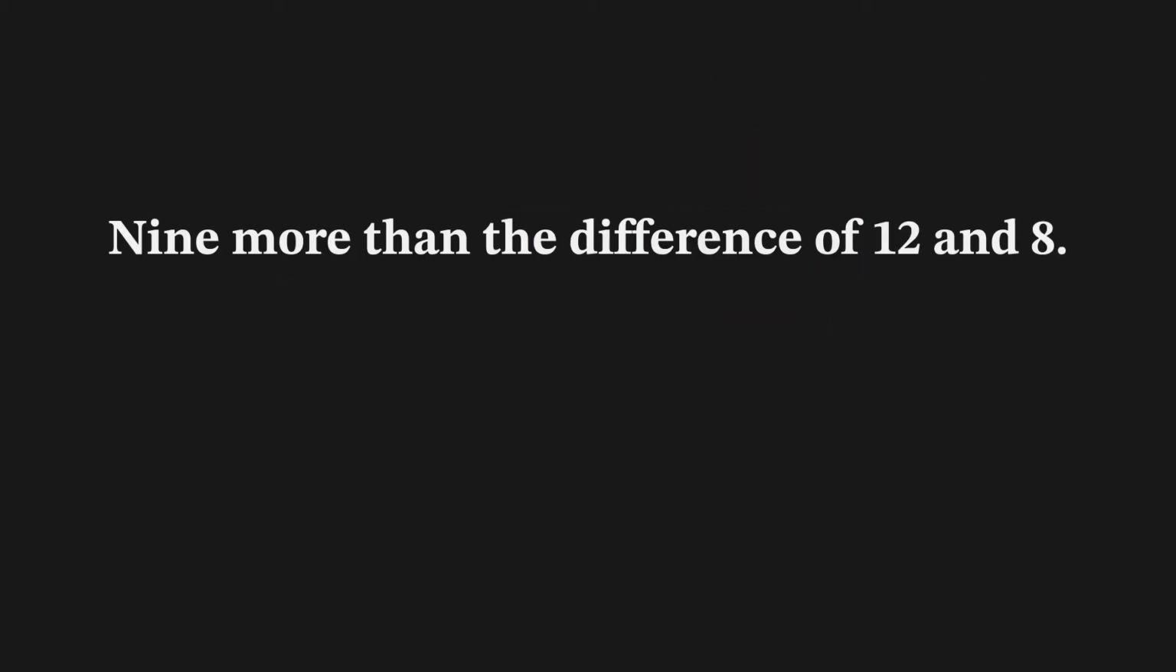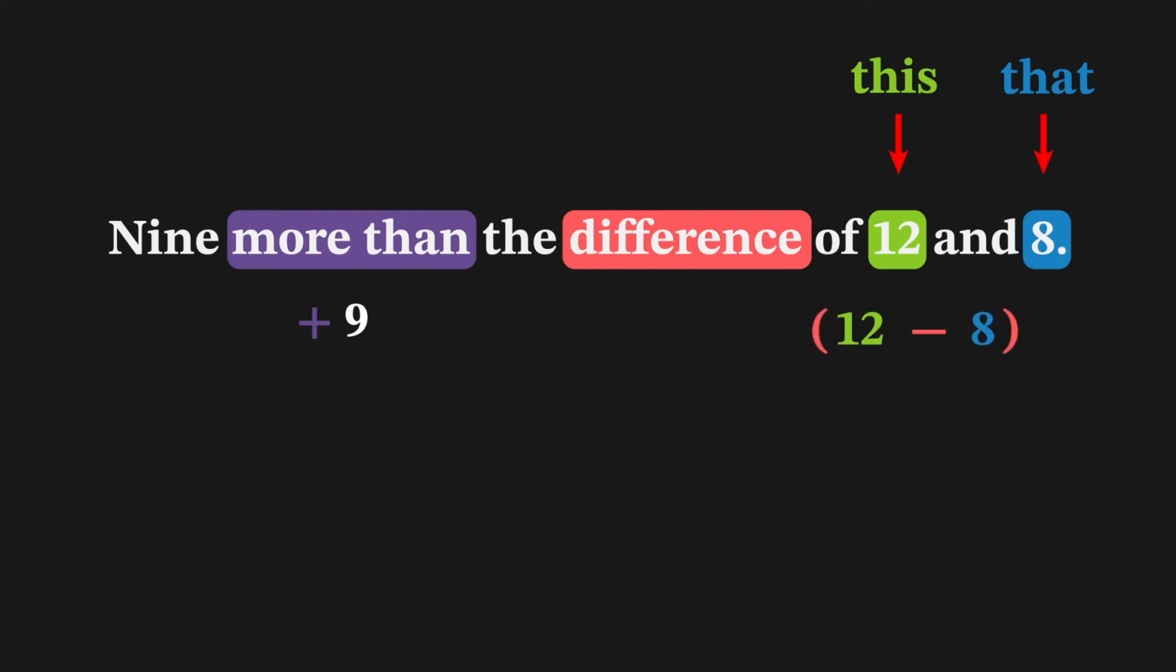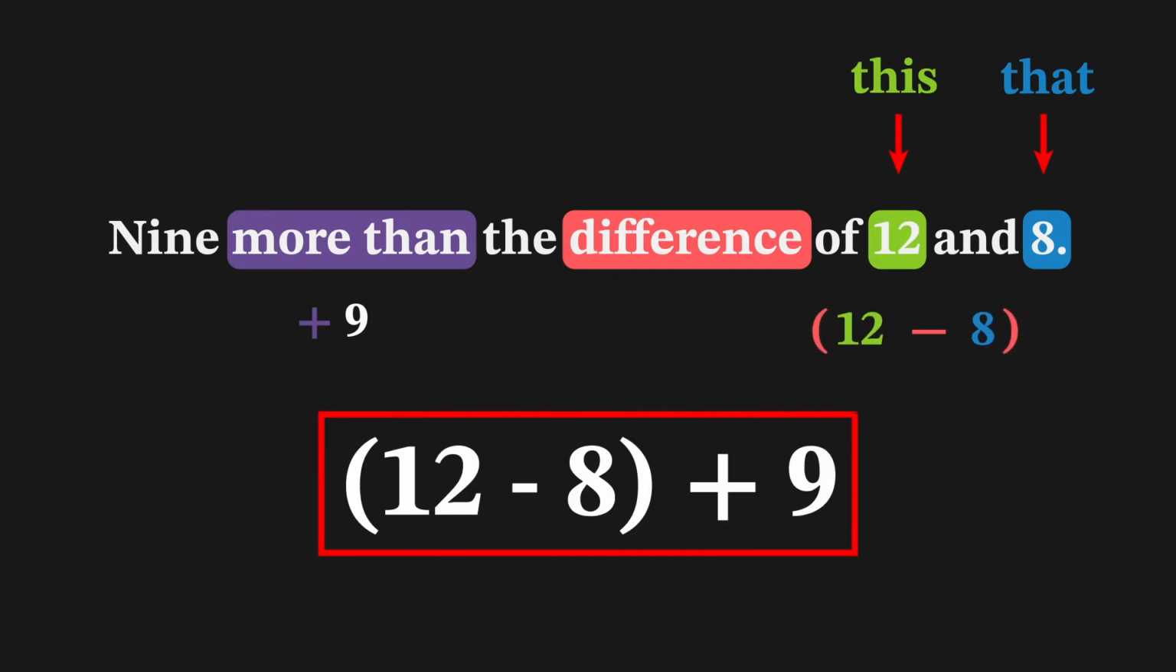Our next problem is 9 more than the difference of 12 and 8. Now we recognize our first phrase, more than. More than means to add, but in this particular case, it's saying 9 more than something. That means we're going to add plus 9 to the end of it, because it's 9 more whatever comes next. That number is the difference of 12 and 8. Difference means to subtract, so the difference of this and that would be 12 minus 8. So we can go ahead for our final answer and say the quantity 12 minus 8 plus 9.